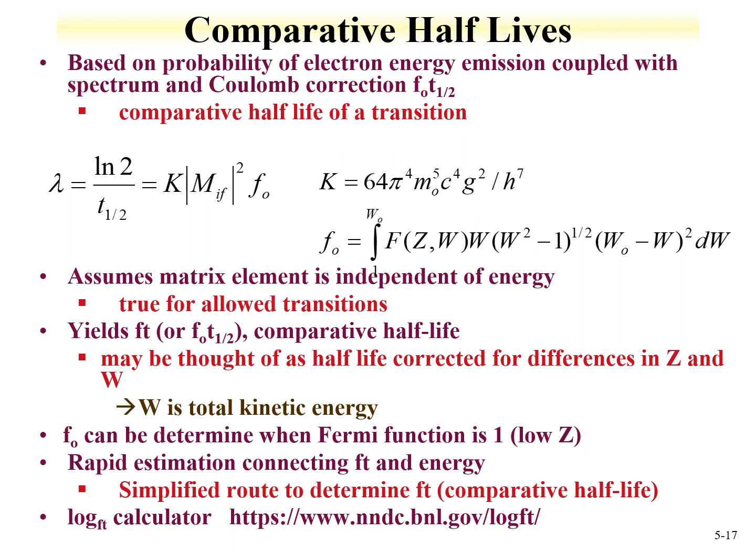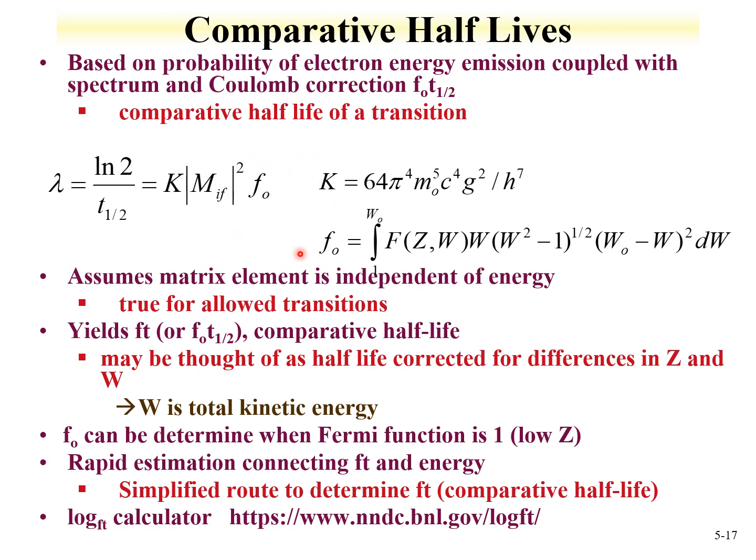We can use this information to develop something called comparative half-lives. This is based upon the probability of an electron energy emission coupled with the spectrum and Coulomb correction. And we're going to call this FT, or f naught t 1/2. This is basically a comparative half-life for a transition, where the decay constant is equal to log 2 divided by t 1/2, which is equal to K, our matrix element, and this f term.